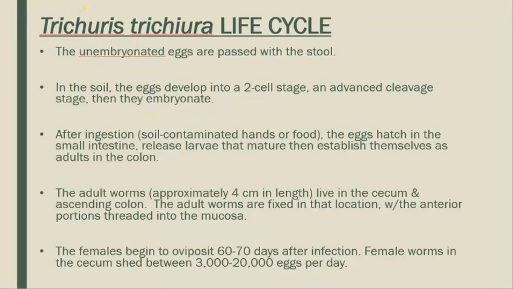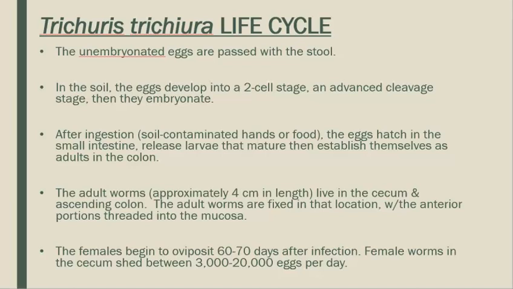So the unembryonated egg is passed into the stool. In the soil, the eggs are going to develop into a 2-cell stage, an advanced cleavage stage. Then they're going to embryonate, or get an embryo at this point. Then the human host is going to ingest. So after ingestion, the eggs hatch in the small intestine, release the larvae that mature and establish themselves in the adult colon.